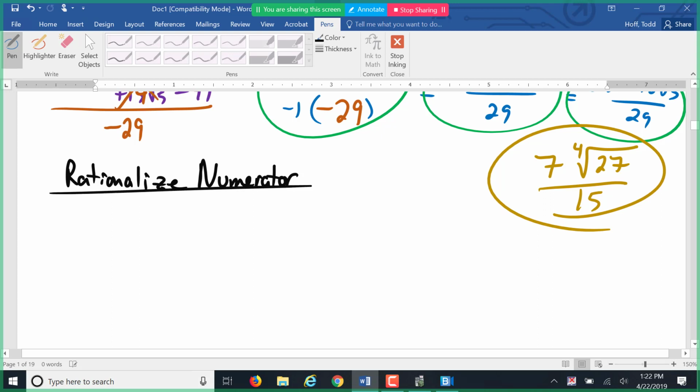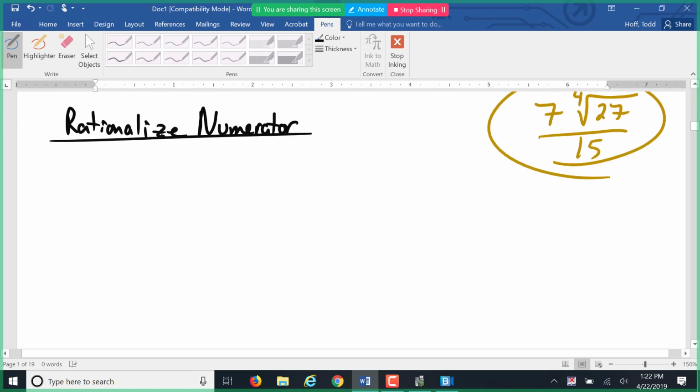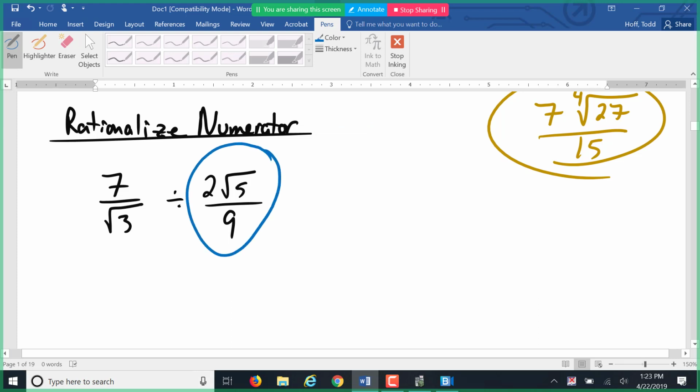Occasionally we want to rationalize the numerator. The only time we really want to do that is if we have something like this, where we're dividing, and we know that when we divide by this, we're going to be taking its reciprocal. So since we know we're going to use its reciprocal, we occasionally want to rationalize the numerator.